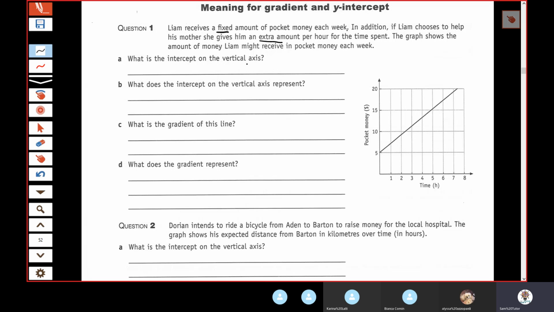All right, so what is the intercept on the vertical axis? On the vertical axis, what's the intercept? It's obviously 5. What does the intercept on the vertical axis represent? The fixed. Yeah. Simple. You know what every question in your exam is going to say, right? It's going to pretty much be this. Because this is year 12 now. We're not talking about year 11. So everything that you learn is tested in year 12. So the fixed amount Liam receives. Done. What is the gradient of this line?